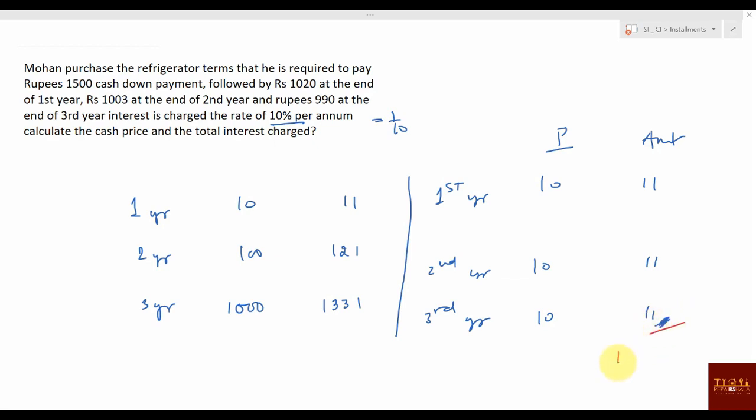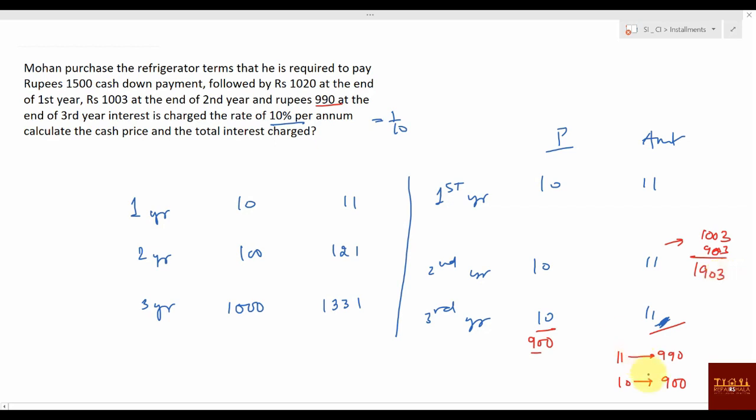So at the end of the third year, how much are you paying? 990. Means what will be the principal in the starting? 900. Yes or no? Means here your principal is 900. And at the end of the second year, how much did you pay as your installment? 1003. And this principal is also there. So what you can say, the total amount here will be what? 1003 plus 900, or you can say 1903.